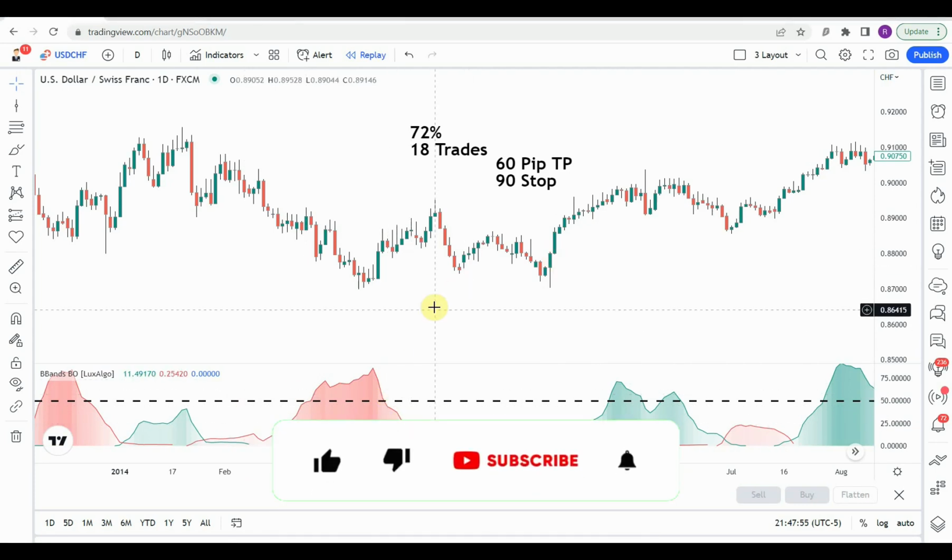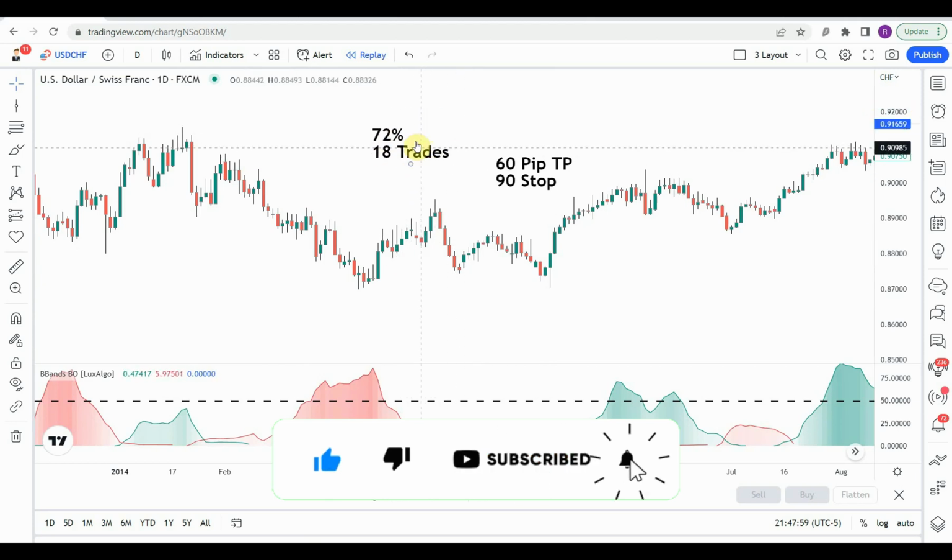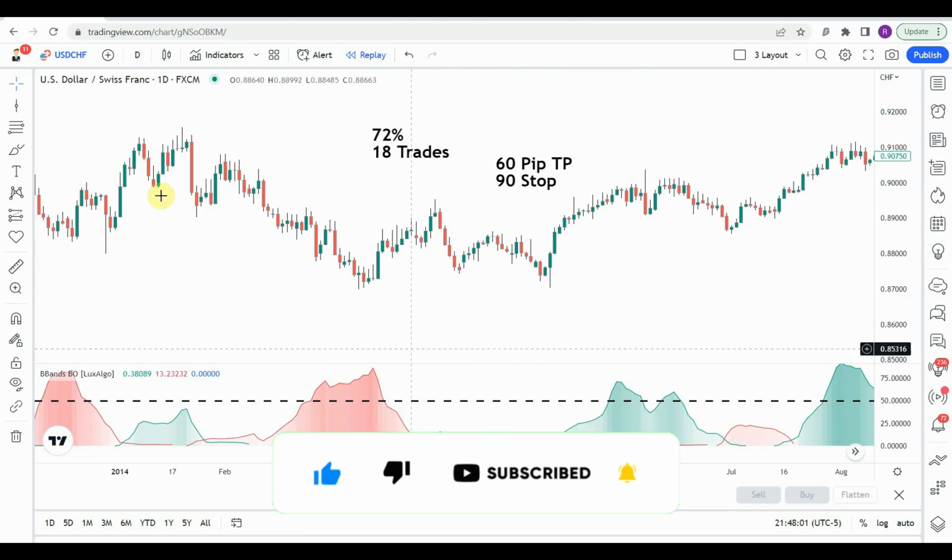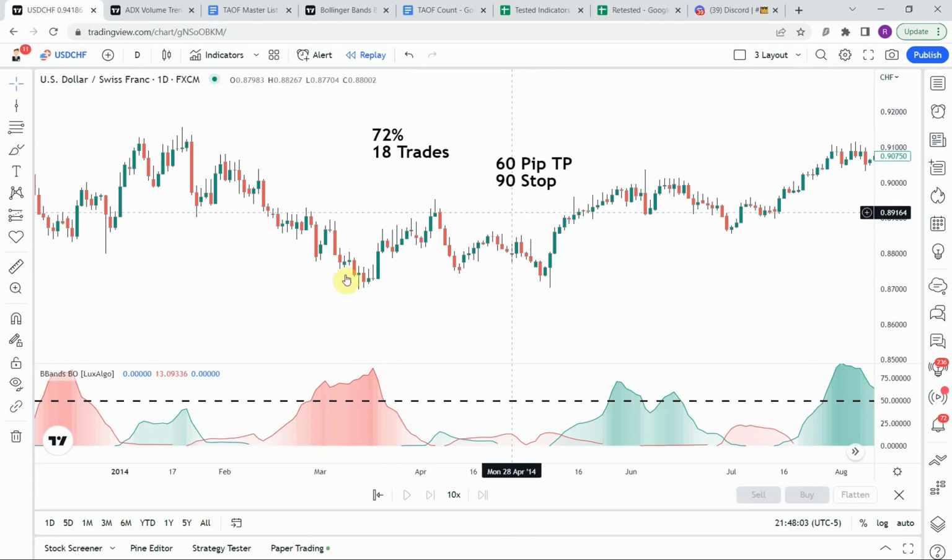In the original testing, it did a 72% with 18 trades, and so we kept it on the daily time frame, and we kept the take profit and the stop on the default. You can see those right here.